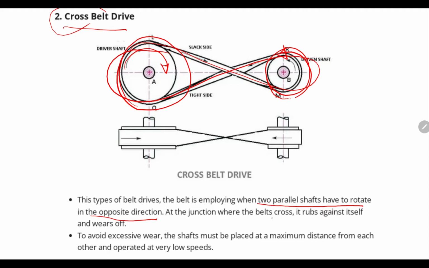At the junction where the belt crosses, it rubs against itself. So there is a rubbing action created here, and it creates wear of the belt. To avoid the excessive wear, the shafts must be placed at a maximum distance from each other and operated at a very low speed. So this way we can understand the nature of this cross belt drive.